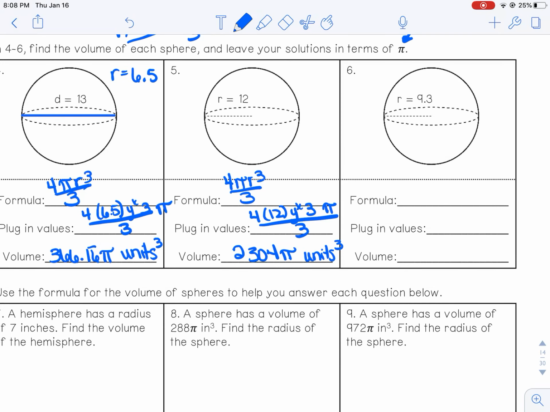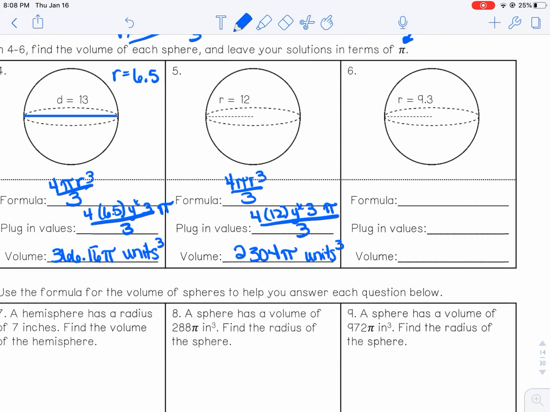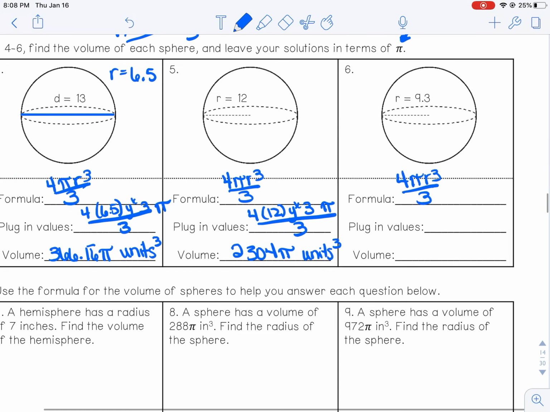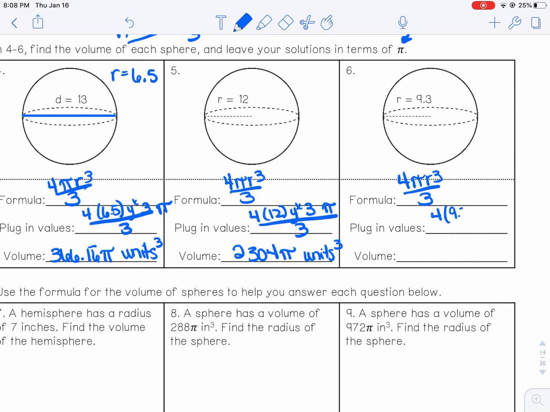Okay, last one of these anyway. We're going to do 4 pi r to the third power divided by 3. And again, they're nice and gave us the radius, so we don't have to do anything to that. So 4 times 9.3, raise it to the third power. Don't forget the pi. Divide by 3. And that's going to give us 1,072.47 pi units to the third power.